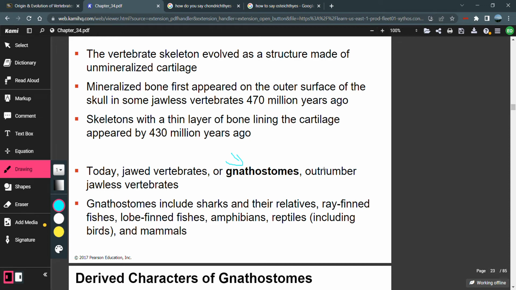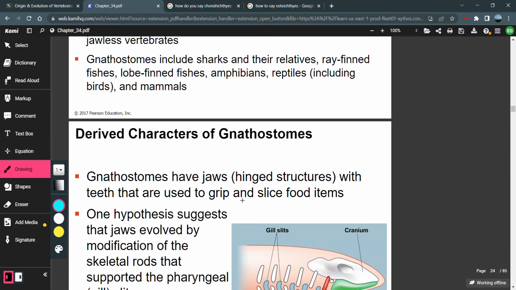Since gnathostomes outnumber jawless vertebrates, it's because we are more successful in capturing food, because we can literally bite into food, and we can bite somebody in a fight. Natural selection favored gnathostomes over jawless vertebrates. So gnathostomes include sharks and their relatives, ray-finned fishes, lobe-finned fishes, amphibians, reptiles, including birds, and mammals.